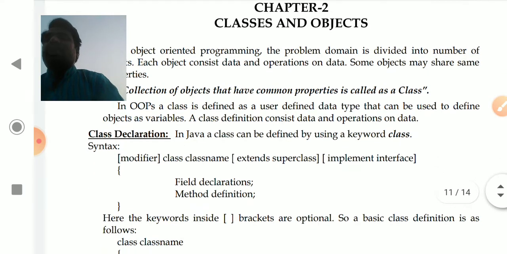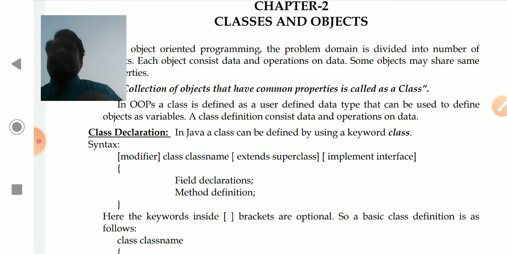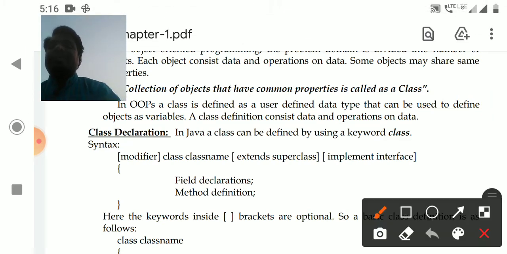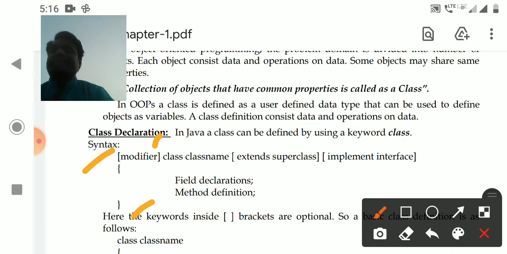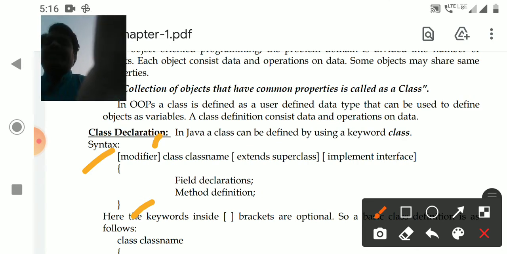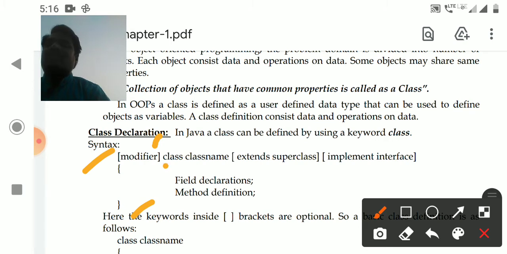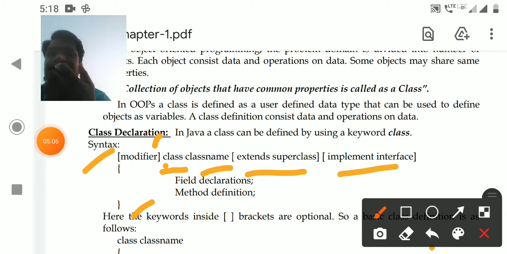Okay, now in Java, how to define a class? Generally in Java, a class can be defined with a syntax like this. First we have to define the modifier, then we have to give the keyword class. Here class is a keyword, followed by the class name, then extends superclass, implements interface. This is the syntax of the class declaration.